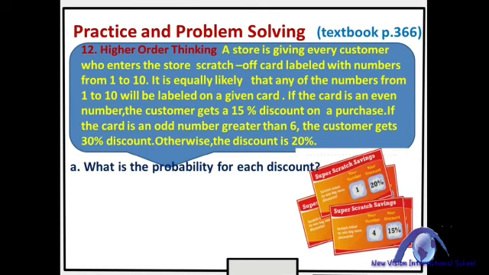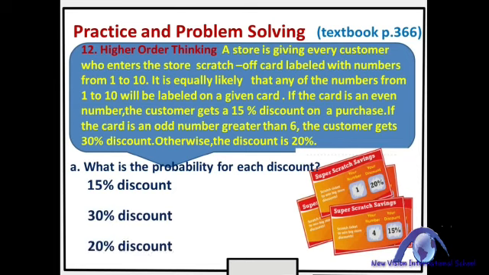A. What is the probability for each discount? For 15%, 30% discount, and 20% discount. For 15% discount, the probability is 1/2. For 30% discount, the probability is 1/5. For 20% discount, the probability is 3 over 10.